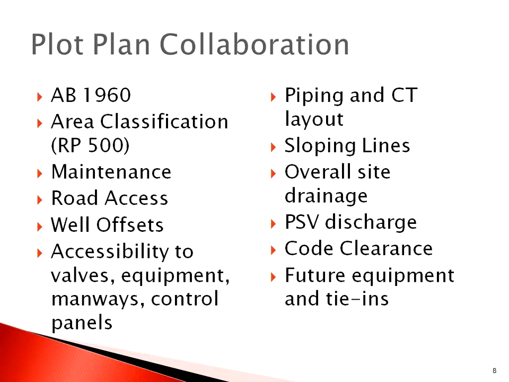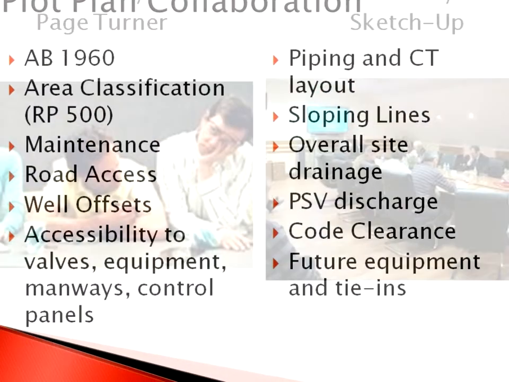During plot plan collaboration, we need to consider many issues. The civil engineer needs to think about site drainage and AB 1960 regarding containment of any spills. The electrical engineer needs to provide input on area classification spacing for equipment, panels, and instrumentation. We will also need to take into account accessibility, piping and control tray layout, sloping lines, overall site drainage, overflows, code clearance, and future equipment tie-ins.